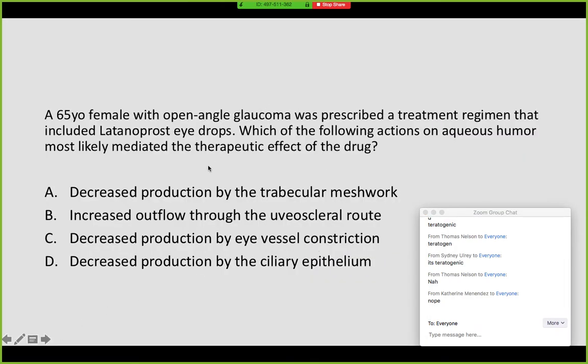Okay, so you have a 65-year-old female with open angle glaucoma, prescribed a treatment regimen that included latanoprost. Which of the following actions on aqueous humor most likely mediated the therapeutic effect? So I basically stole Dr. Quadri's question and I just gave you a different drug. Very good. So the correct answer is B. So I would just take this question, and he said that this would be very similar to the exam. So I'd take this question, and next to each one, I would write out which drugs are acting by the different mechanisms listed here.